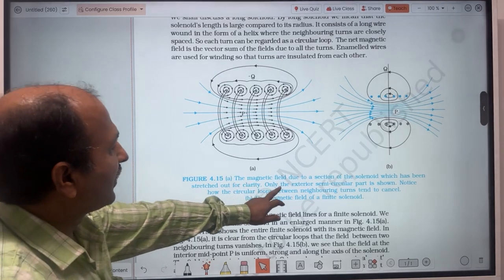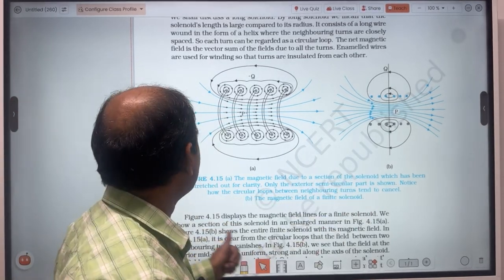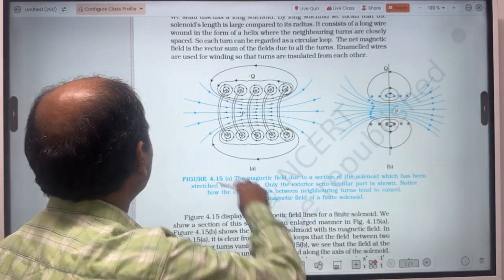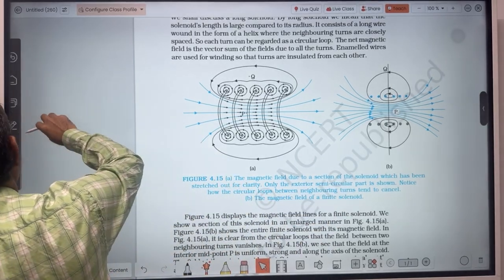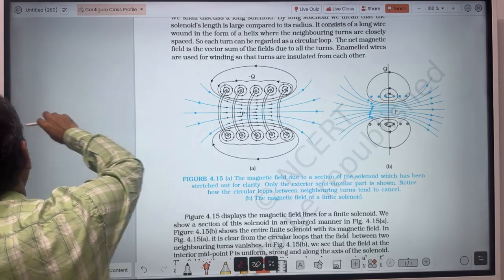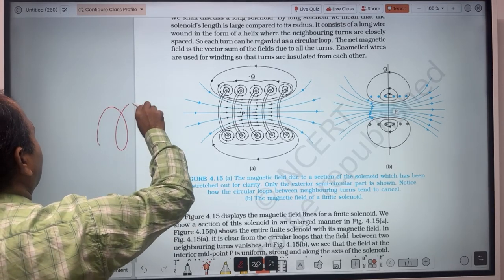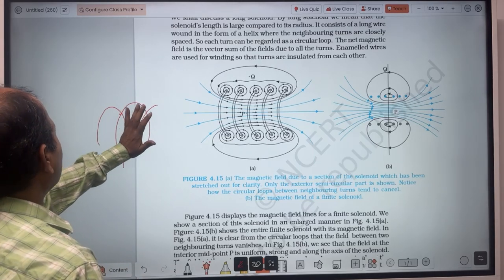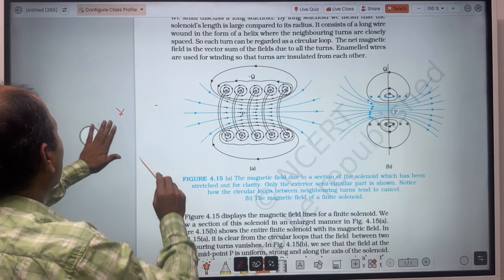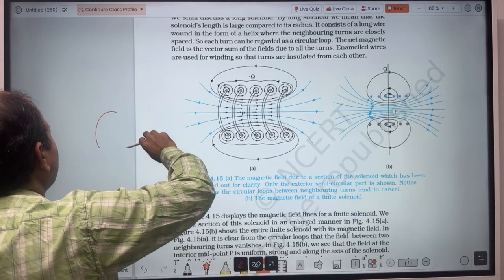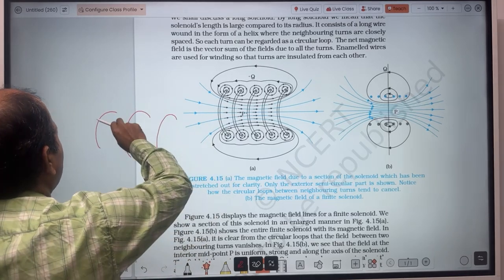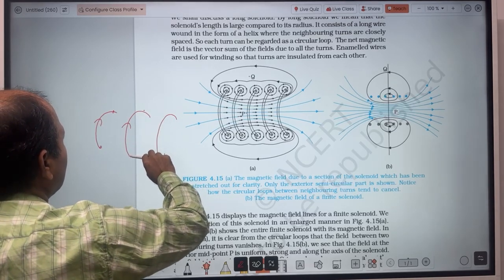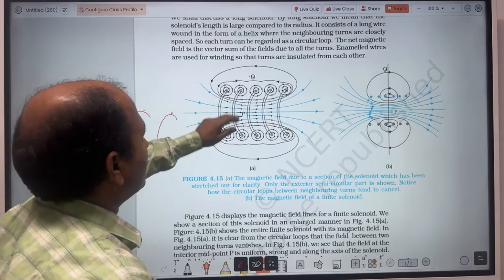Now, the magnetic field due to a section of solenoid which has been stretched out for clarity, only the exterior semicircular part is shown. As you know, when you draw like this, this portion is shown and the lower portion is removed. Only this portion, like this, like this. So suppose current is flowing like this. Here current is entering, here current is coming out. These portions are shown here by this diagram.